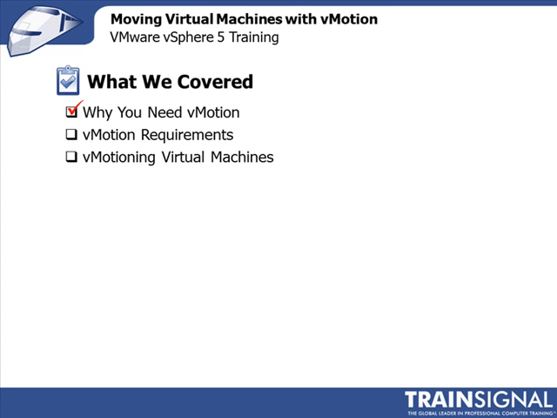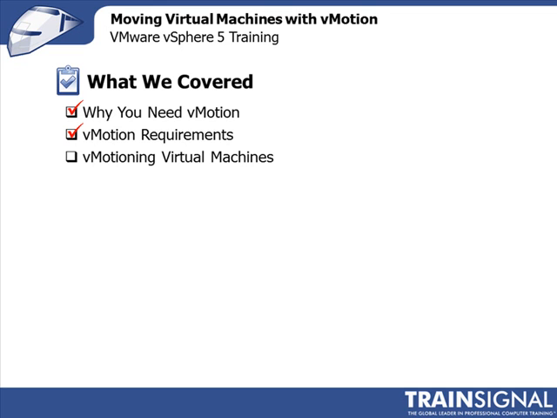Even though it's a very popular feature, it has a number of very strict requirements. You need to have a specific software license. You need to have CPU compatibility. You need to have shared storage where you keep your virtual machines. The virtual machines need to have access to the same virtual machine network port group on each of the ESXi servers, the source and the destination. And then each of the ESXi servers need to have their VMkernel interface enabled for vMotion in order for your vMotion to succeed.